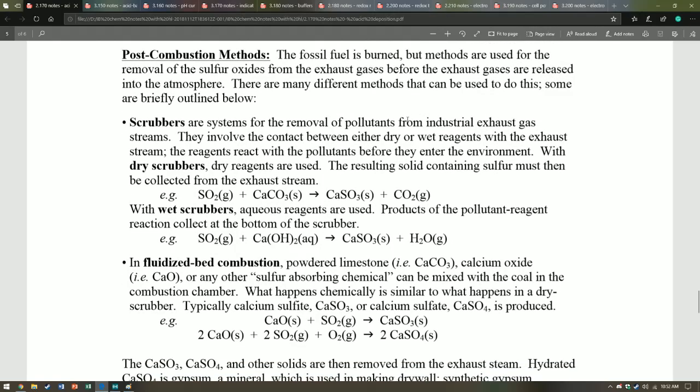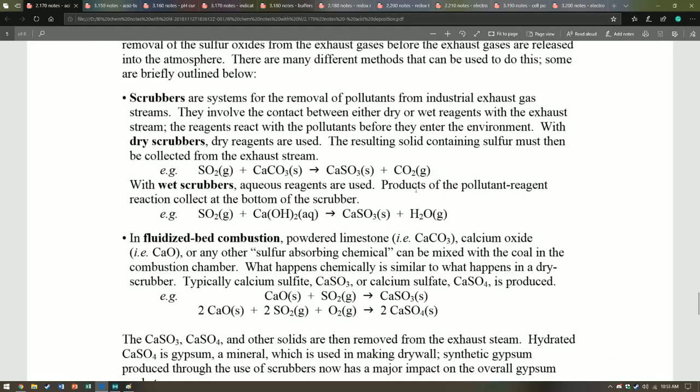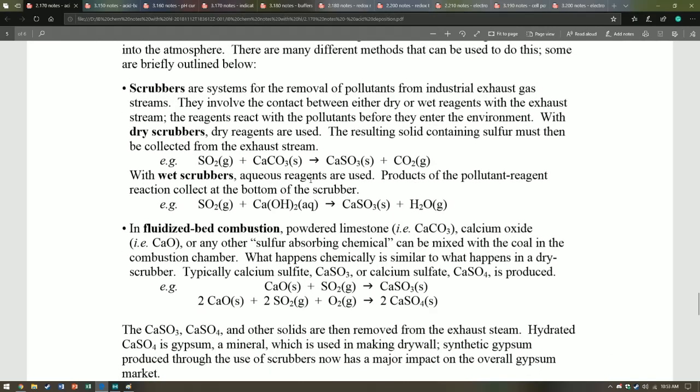So here's an example of a dry scrubber. CaCO3, calcium carbonate, and SO2 will form calcium sulfate and CO2. This is a problem for the atmosphere, but hey, no acid rain at least. And with wet scrubbers, we can use aqueous reagents, while dry scrubbers use dry reagents, and you can form calcium sulfate and water. This does not cause problems to the environment.